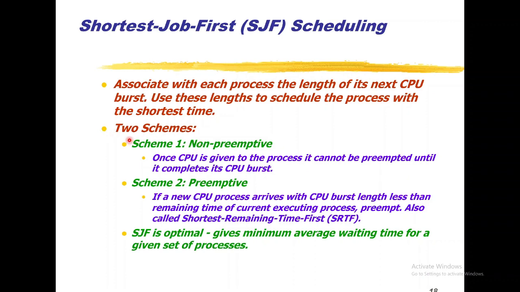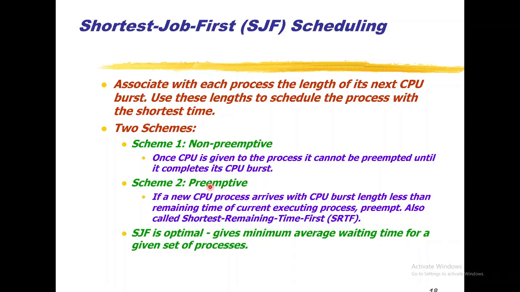There are two schemes. One of the schemes is non-preemptive. Once the CPU is given to the process, it cannot be preempted until it completes its CPU burst. You must be fully executed once you start. That is very similar to what we just did when we turned them around, using the shorter burst time first instead of the longer one. We noticed it performed better. So that's why this algorithm came out.